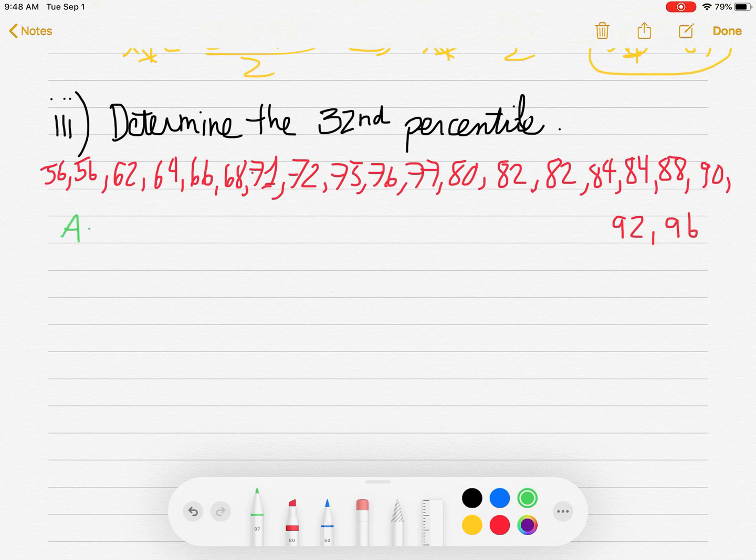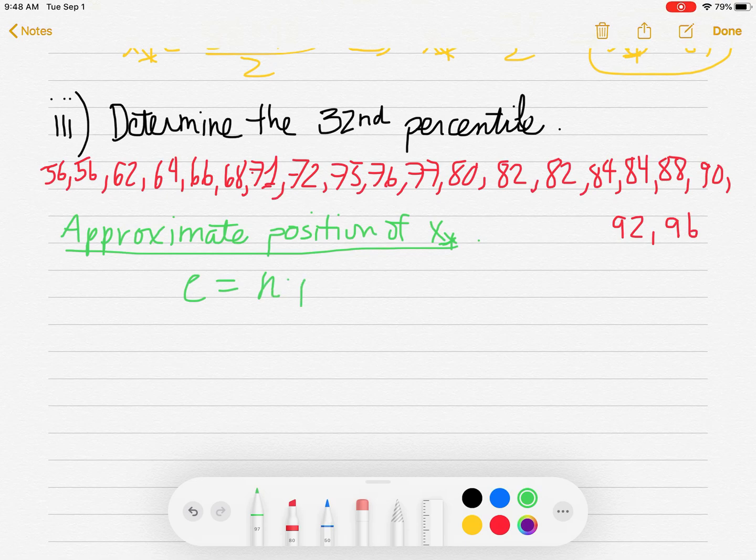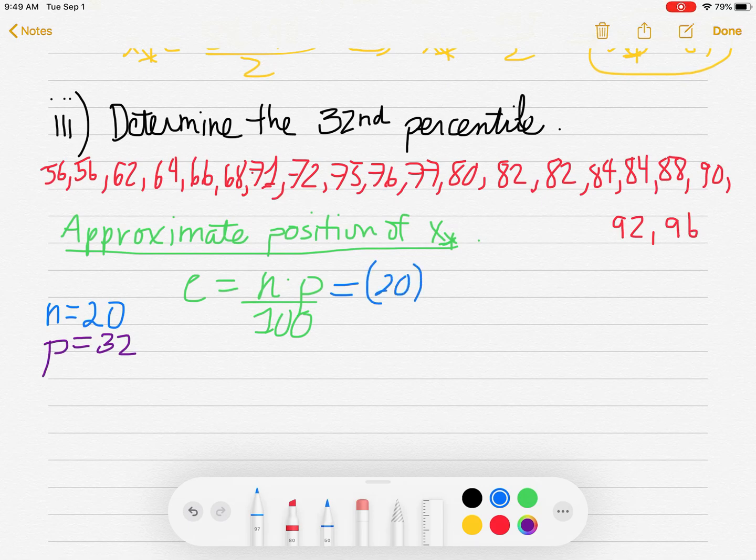So we want to approximate the position of the 32nd percentile, the position of x star. X star is the data value that corresponds to the 32nd percentile. So we're going to use C equals n times P over 100. Of course, n is the number of data values, or 20. P is the percentile we're looking for, 32. So we're going to multiply these together: 20 times 32 divided by 100.